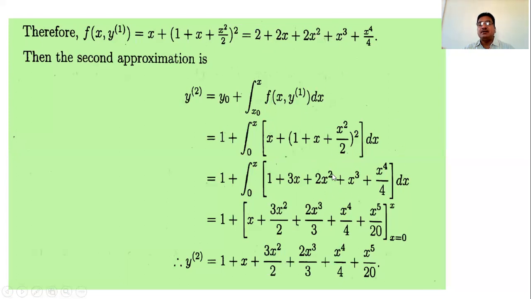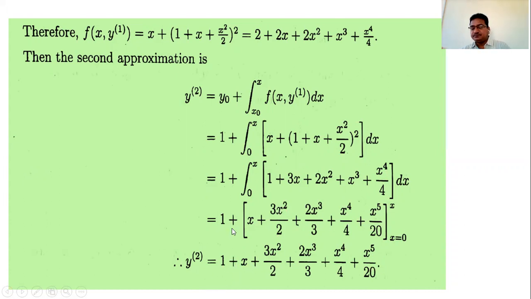Both answers must be the same. So its integration is what? x. Then 3x square by 2. Then 2x cube by 3. Then x raised to 4 by 4. Then x raised to 5 by 20. And then the value at the upper limit minus the value at the lower limit, from 0 to x. So substitute x as x, and we have this answer. Substitute x as 0, and we get 0, so there is no need to write minus 0.